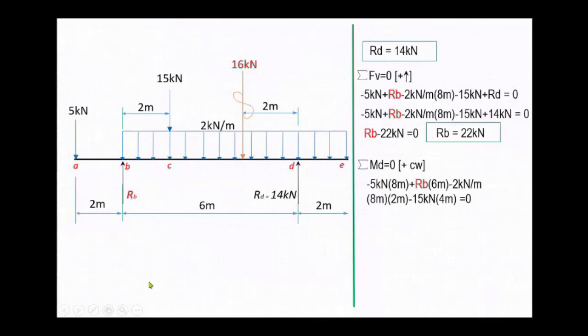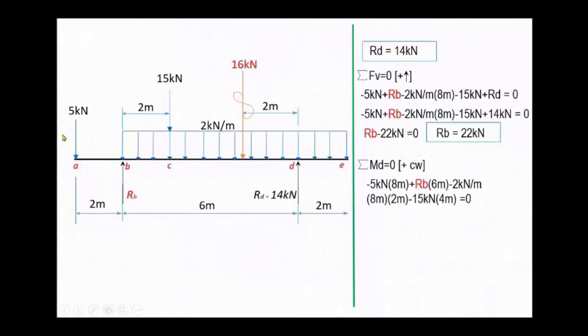The same process. We will follow the sign convention. All moments considering point D resulting in clockwise direction will be positive. Then all the forces taking moment at point D resulting in counterclockwise direction are negative. If we take moment at D, the only unknown is R sub B. So we have the concentrated loads 5 kilonewton, 15 kilonewton, then the 16 kilonewton, the resultant of the uniformly distributed load.